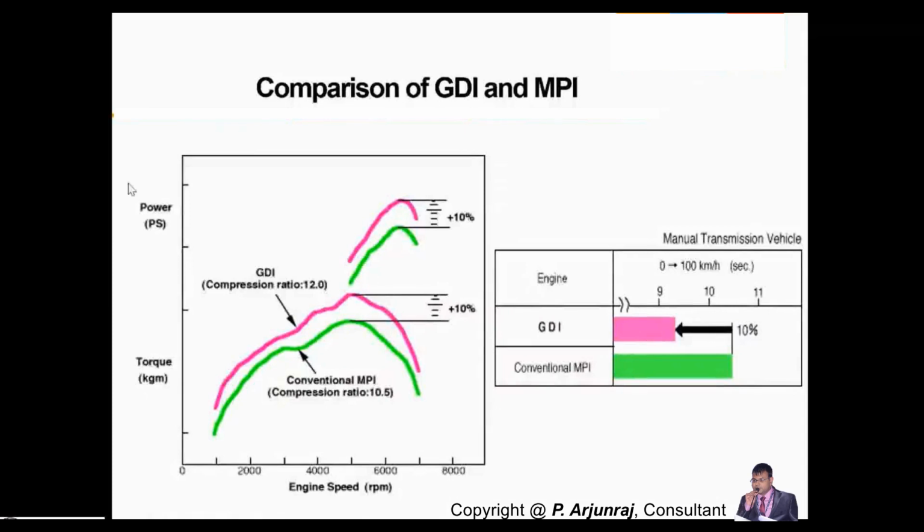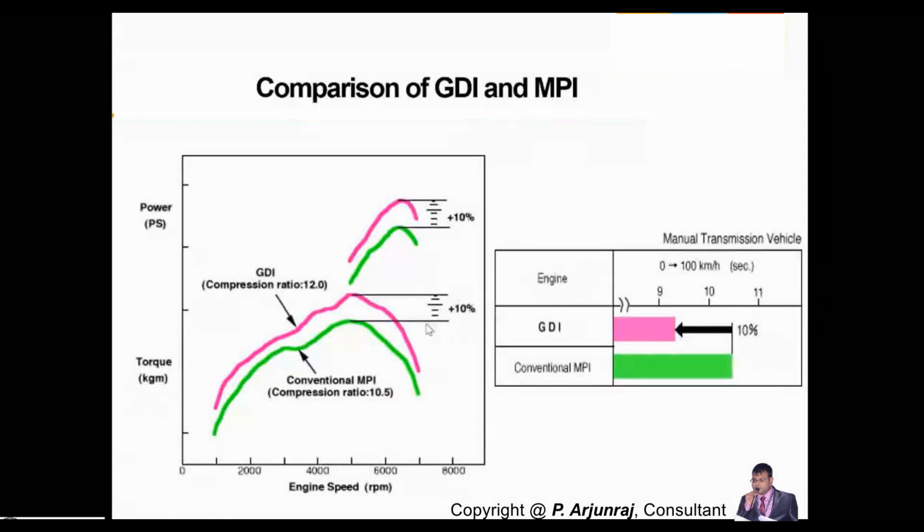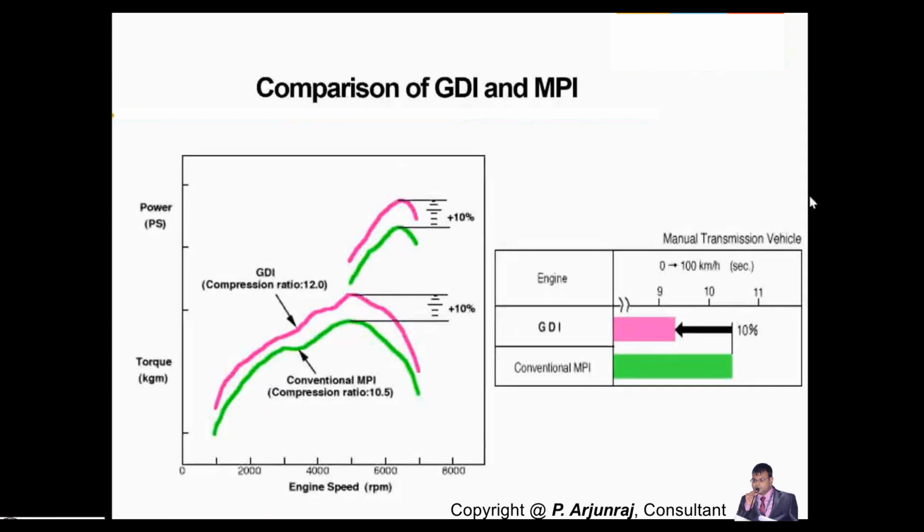This is a very important graph. See the power and torque. This is where we need to see the performance of the engine. Obviously, we are more concerned with the power and the torque of the vehicle engine. You see here, you're going to get 10% improvement with respect to torque and 10% improvement with respect to the power. Again, the example we have taken is a manual transmission vehicle with different parameters.